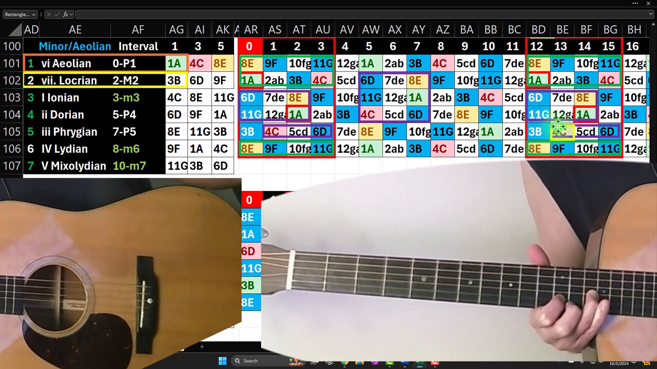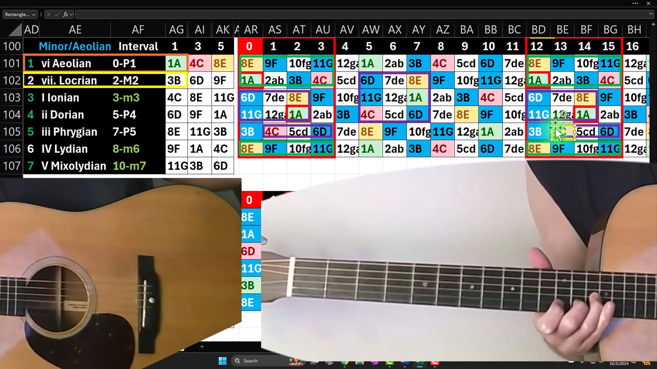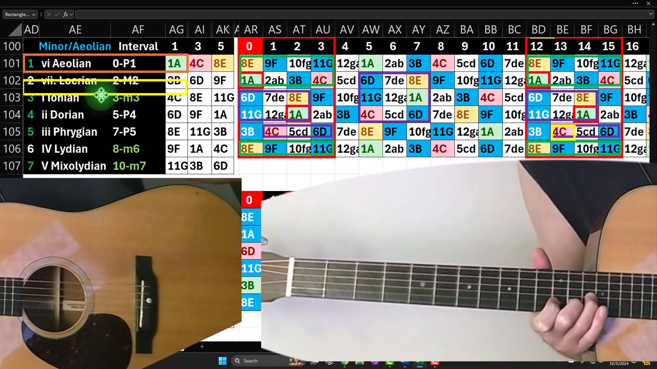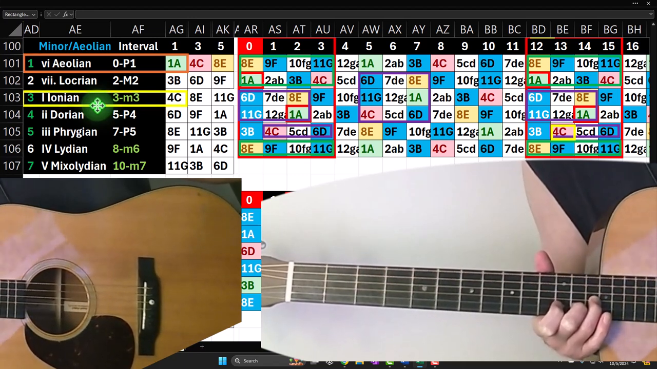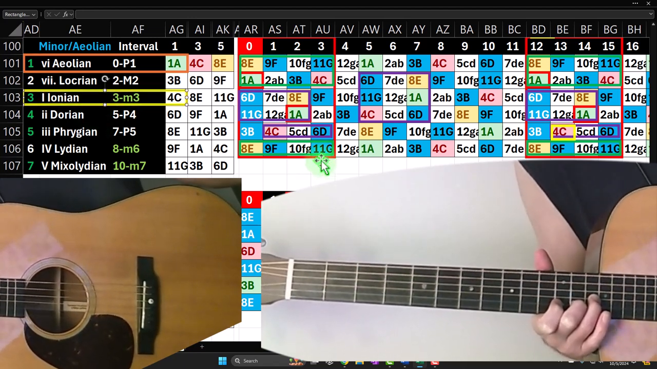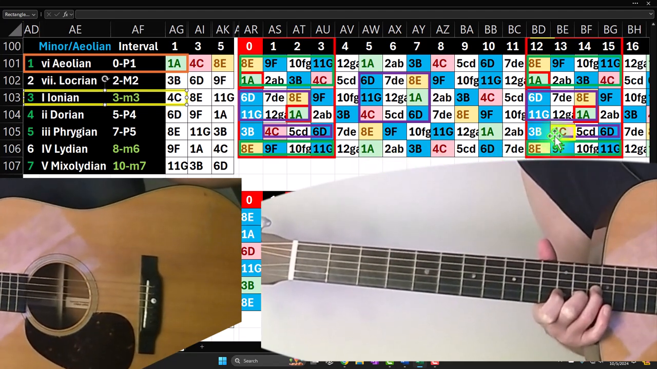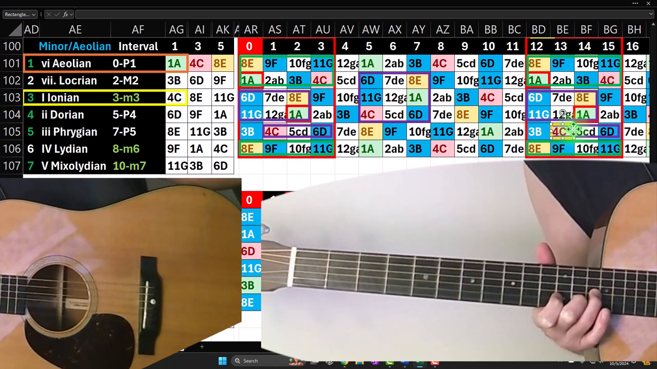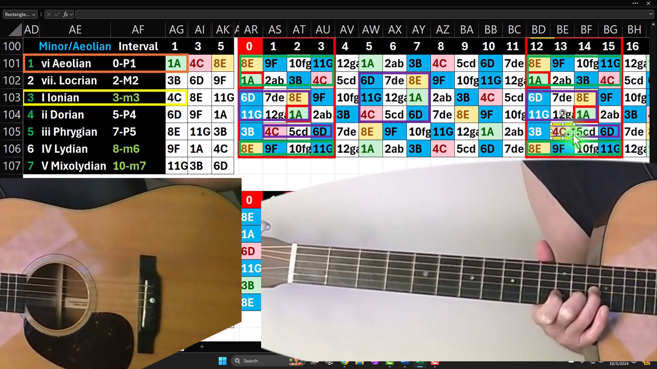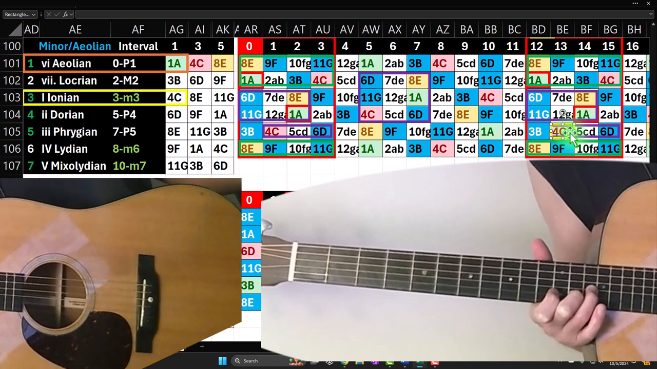We're going to say the next one is going to be the third of mode number six, Aeolian. It's, of course, a minor third. The minor third defines it as a minor mode. It looks like it's a major third when I just look at that shape, but because of the kink in the tuning, it's a minor third here.